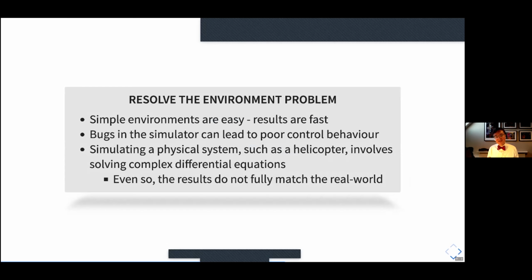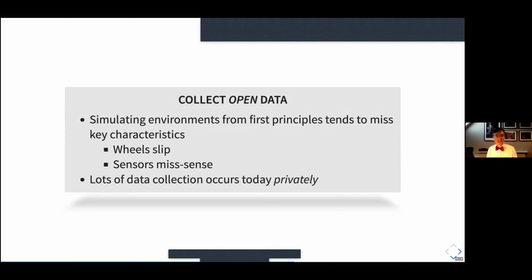The simulation environment is really key to this issue. What I'd like to say is really that coding simple simulation environments like the game of chess or Go is easy, the results are fast, and there's no question that your simulator is doing the right thing. But when you take it to more physical problems, it's quite clear that bugs in the simulator can lead to very poor control behavior. We've seen this in a couple of cases. And if you're simulating some physical system like a helicopter, maybe it also involves solving some complex differential equations. So what do we do? Well, I hope to give you some answers to that in a second.